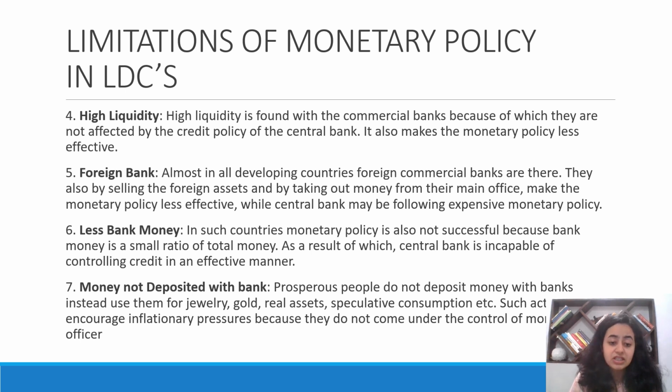Seventh, money is not deposited with the bank. Prosperous people do not deposit money with banks. Instead, they store it in other assets like real estate, jewelry, speculative consumption. And this creates inflationary pressures. And because these activities do not come under the central bank's control or under the monetary policy, therefore the policy becomes a little bit ineffective.